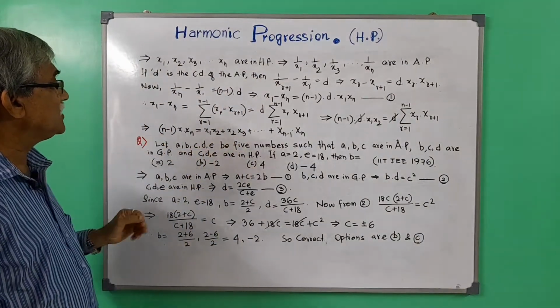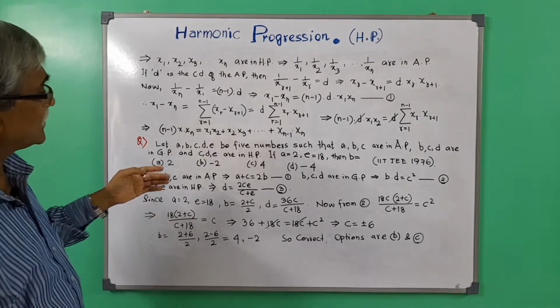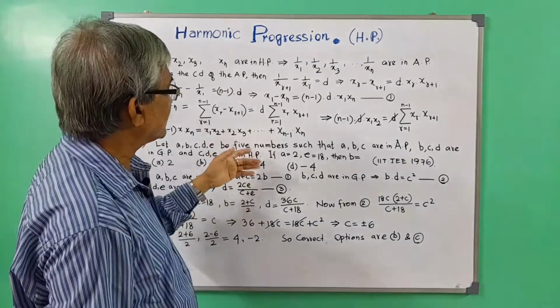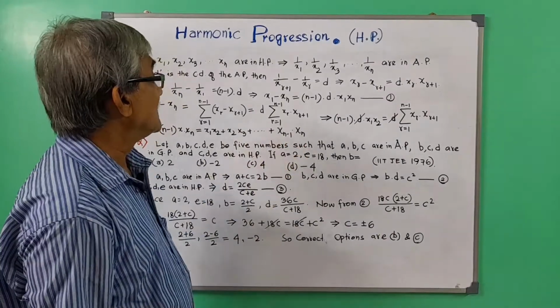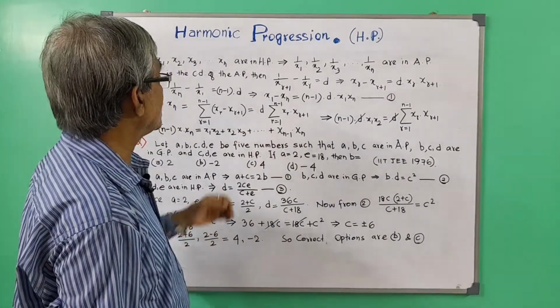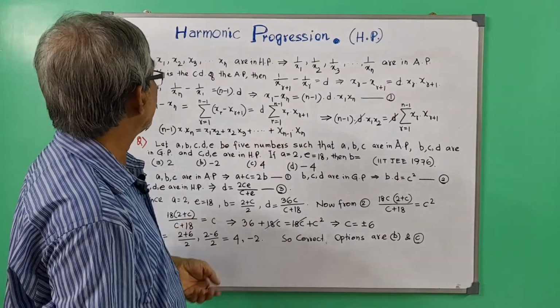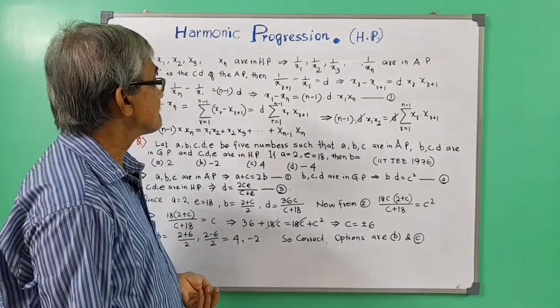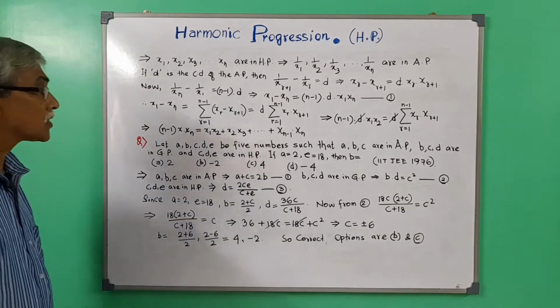So n minus 1 into x into xn, that equals x1 plus x1 x2 plus x2 x3 plus dot dot dot x n minus 1 into xn. So the obvious choice is not the same. So this is the answer, okay.